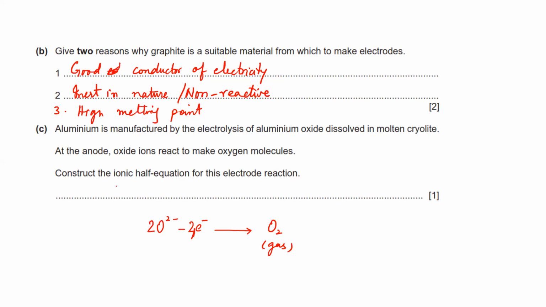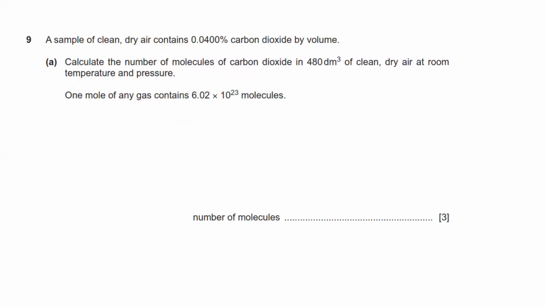So the half-ion equation: 2O2 negative minus 4 electrons will give you O2 gas. Or you can also write this equation as 2O2 negative gives you oxygen gas plus 4 electrons. This is another way of writing this equation. Any of these equations will give you complete credit, but make sure that your equation is balanced. Okay, this is the half-ion equation.